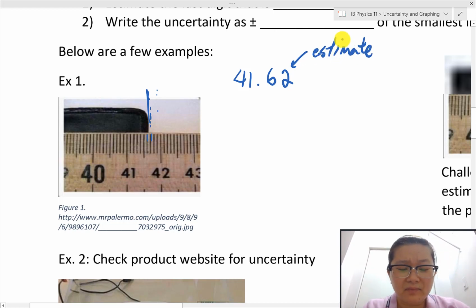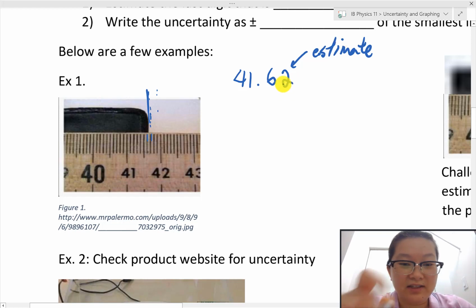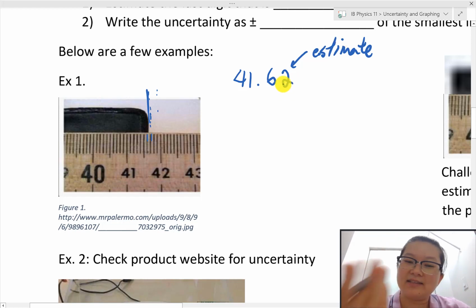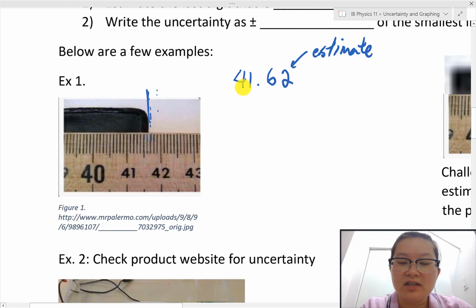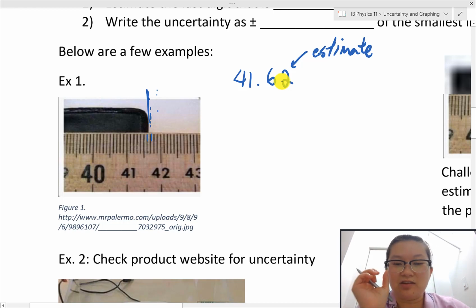And it still means this number is still significant. Now we can relate this to significant figures. These digits are all significant, including the 2. But since it is an estimate, we need to attach an uncertainty to that estimate. So how to do that?